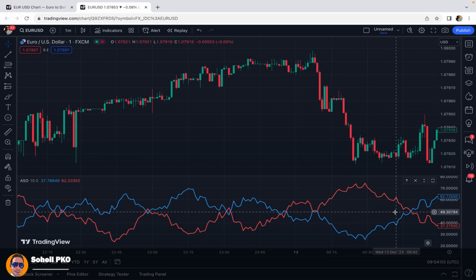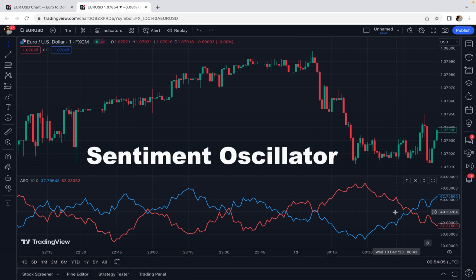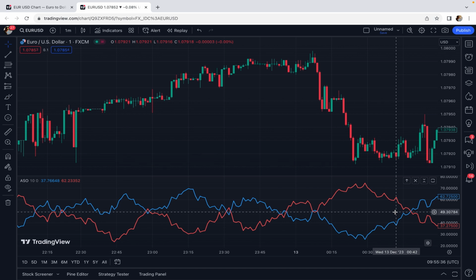As the name of this oscillator is indicating, it's a sentiment oscillator. In other words, it shows you the sentiment of the market. It tells you if the market is bullish or bearish. This indicator is a copy of a popular indicator on MetaTrader platform, and many intraday traders use it for knowing when the balance of power between bulls and bears is changing.